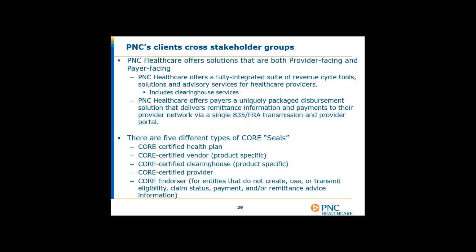So as we started looking at core certification, we needed to look at the type of core seals that are available. And just to review what Matthew had mentioned previously, you can become a core certified health plan, a core certified vendor, and that is product specific. You can be a certified clearinghouse, which is also product specific, a certified provider, or you can be a core endorser, and that's for entities that do not create, use, or transmit the HIPAA transactions that are mentioned in the operating rules. Next slide, please.